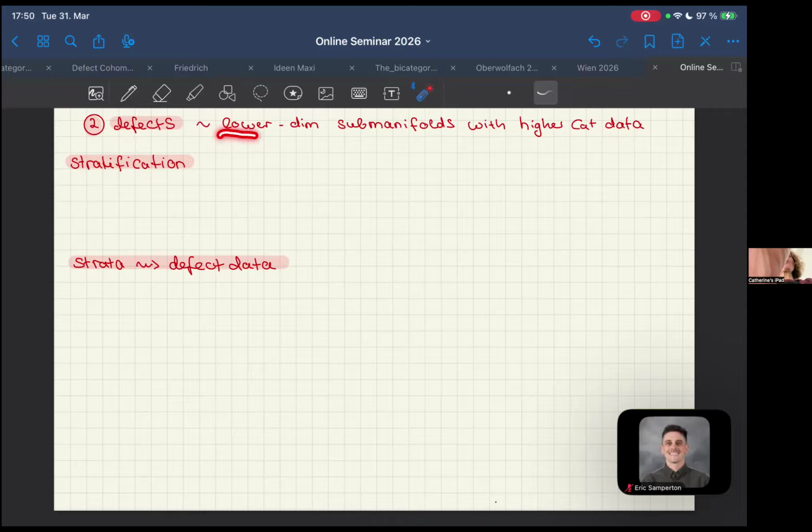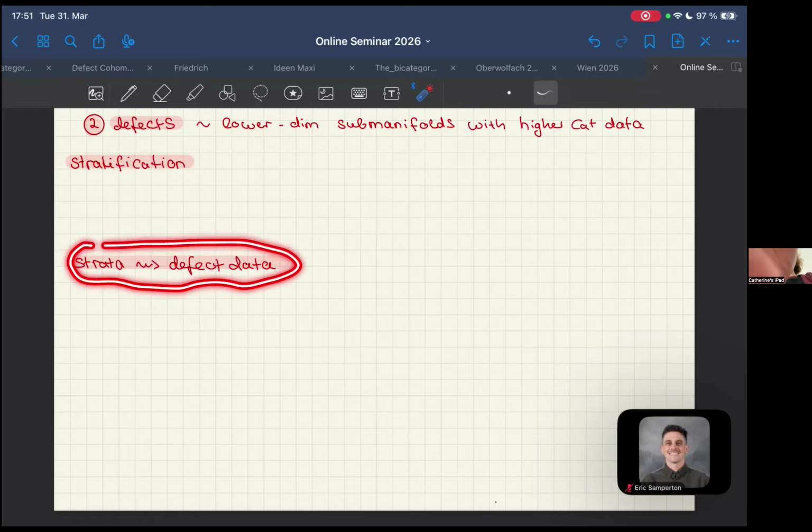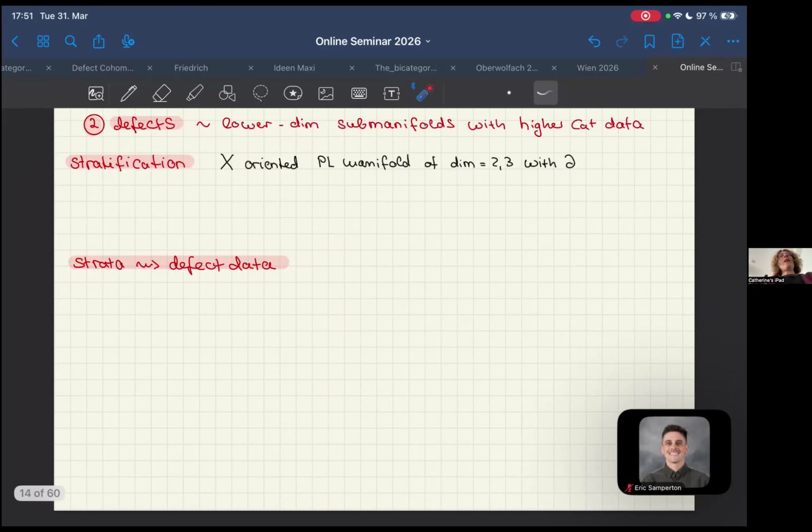An appropriate notion to organize the lower dimensional submanifolds is the notion of a stratification. And a stratification has strata. I'll explain this in a moment. And to the strata, we then assign different defect data. So what about the stratification? Here I only talk about oriented piecewise linear manifolds of dimension 2 or 3 with boundary or without boundary. And all of the manifolds are also supposed to be compact.